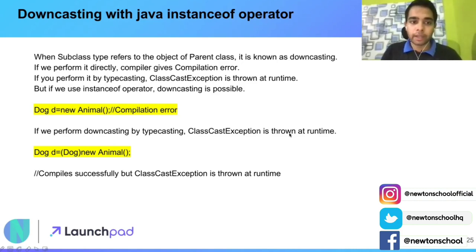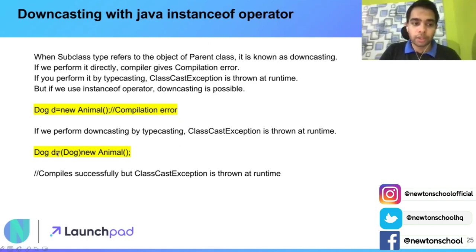If you perform it directly, the compiler will give you a compilation error. If you perform it by typecasting, a ClassCastException will be thrown at runtime. But the only way to perform downcasting is using the instanceof operator. If we use the instanceof operator, downcasting is possible. Let's see. If you create Dog b = new Animal(), this is a compilation error.